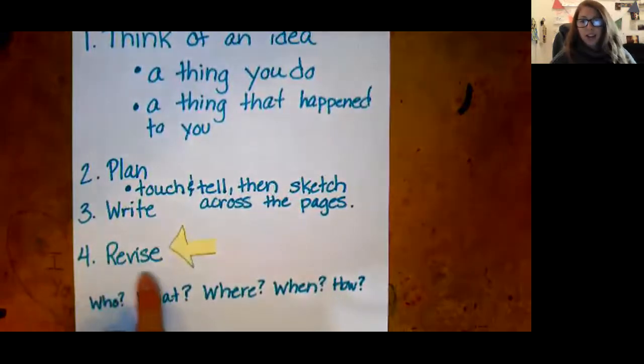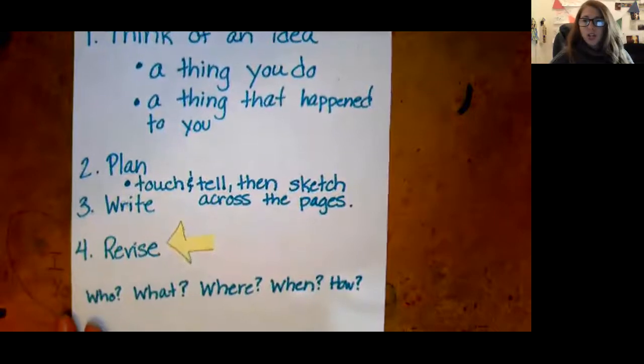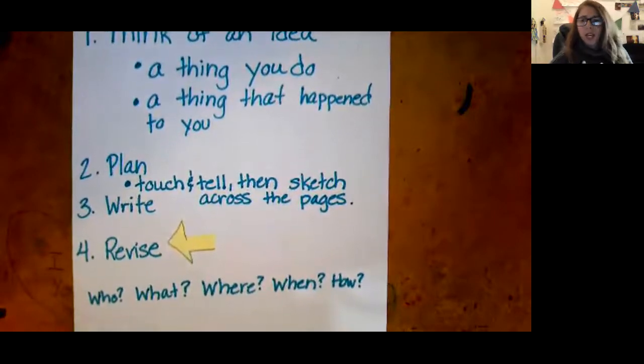It says revise. So writers always revise their writing. They always read it and go back to it and check to make sure everything is there. So these are some things that we're going to be checking for. Just like when we interview people who come to our Zoom room for a mystery reader, we ask them who, what, when, where, why, and how questions. You're also going to ask yourself that and make sure you have all those pieces answered in your story.